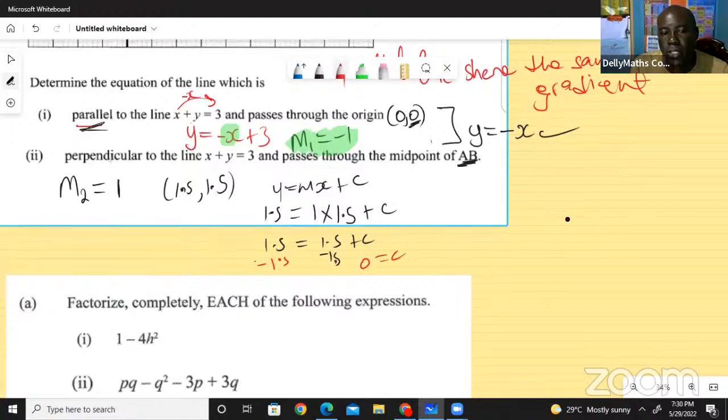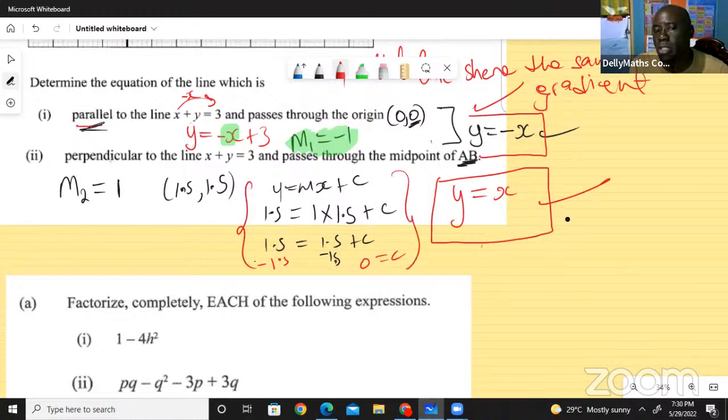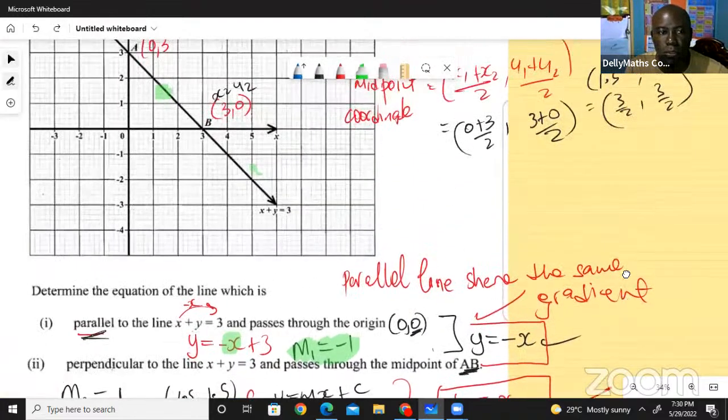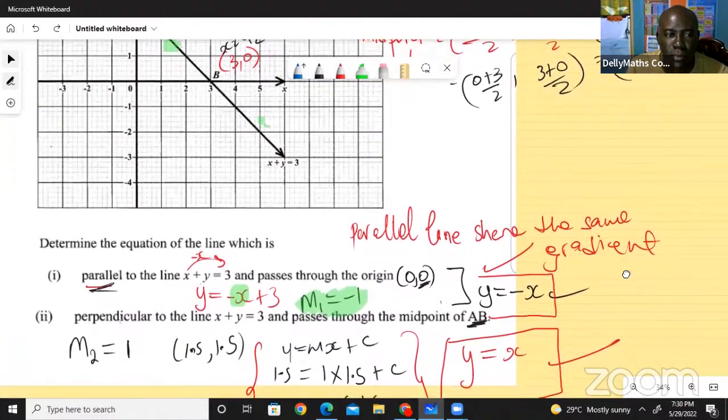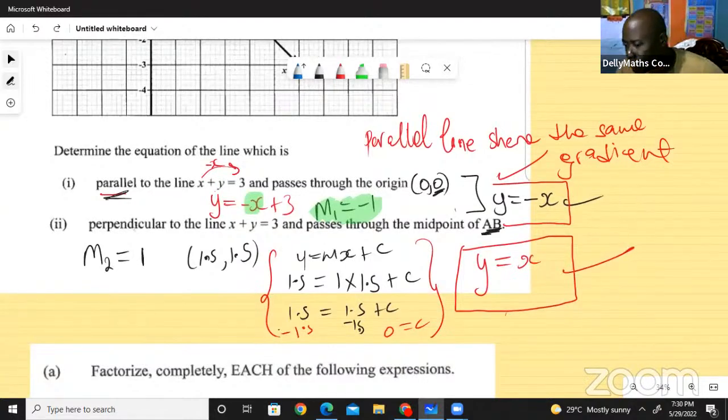So then, the equation of this is simply y is equal to x. All right, so we get y is equal to x for this one. So one of them is y is equal to negative x, and the next one is y is equal to x, right there. Sometimes that is how the equation looks, because we have a plus 0 at the back. You don't need to write plus 0. All right, so there we go.